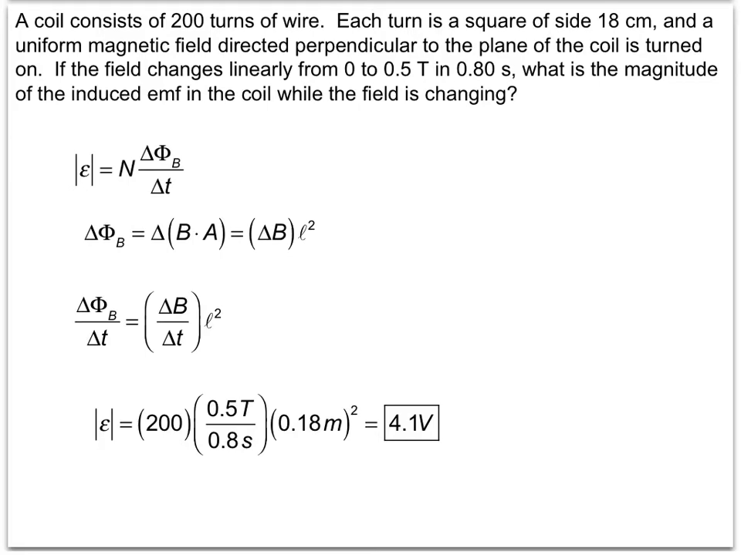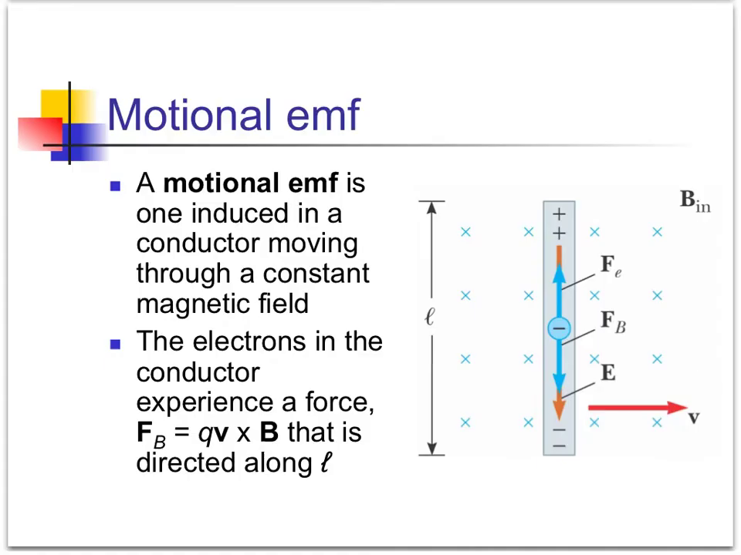Now, another voltage that we can induce is something called motional EMF. This happens when a conductor is moving through a constant magnetic field. Say I have this piece of metal here and it's moving through this magnetic field. As I move this conductor through the field, the charges experience a force as it's moving through. It's the same F equals QV cross B, and it's directed along the length of this wire, or bar.